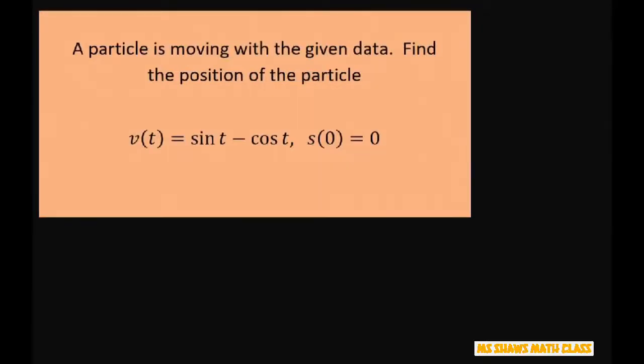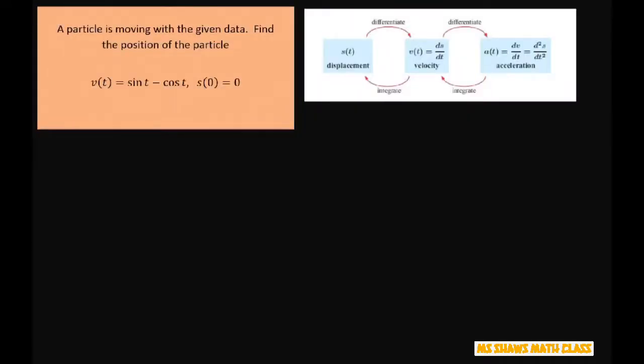Hi everyone. A particle is moving with the given data, and we're going to find the position of the particle. And this is what we have. Our velocity of t is sine of t minus cosine of t, and we're also given that s of 0 equals 0. So when we get started, we're going to look at this.